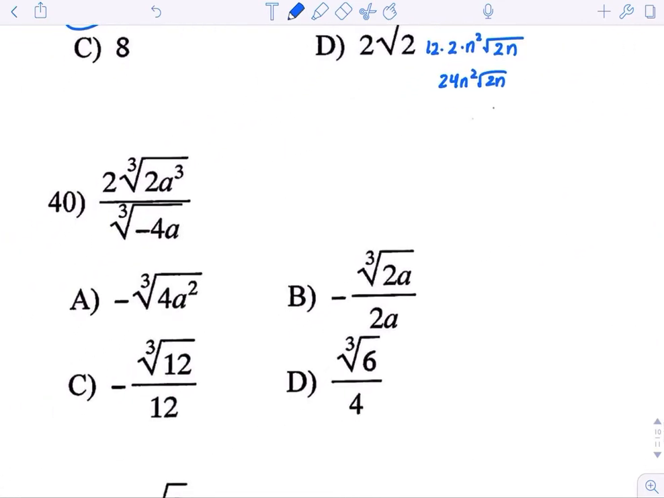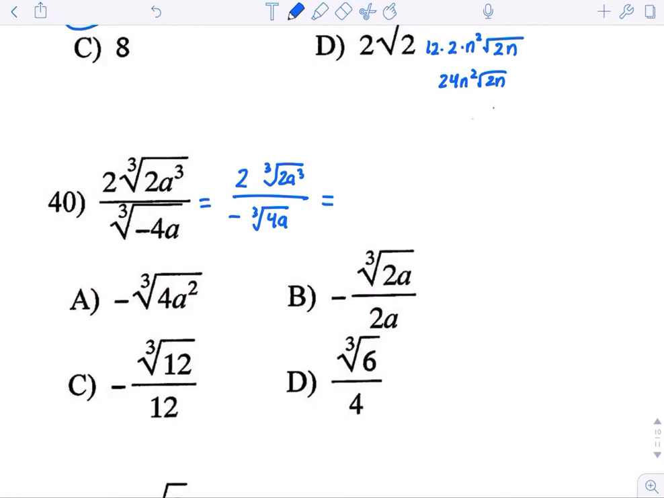Okay, now we got these ones. Well, for starters, do you see this negative sign? When it's an odd root, which it is, 3, you can take a negative to go on the outside. Only when it's an odd root. So 2 cube root of 2a to the third all over negative cube root 4a. Just to get it out of the way.